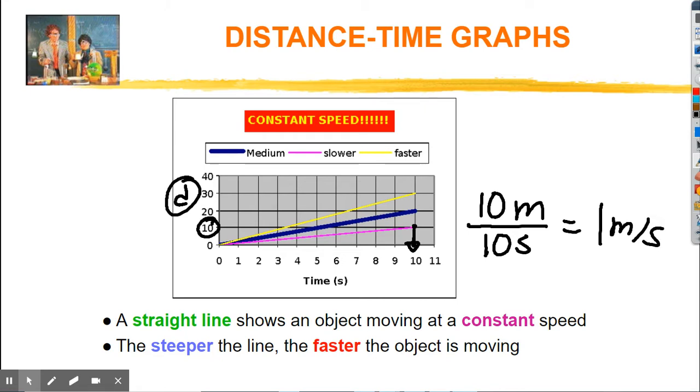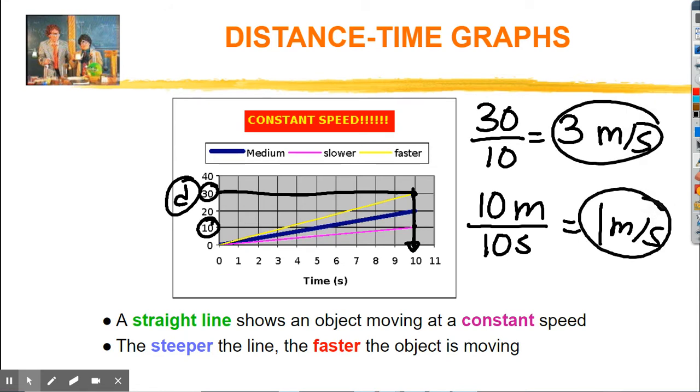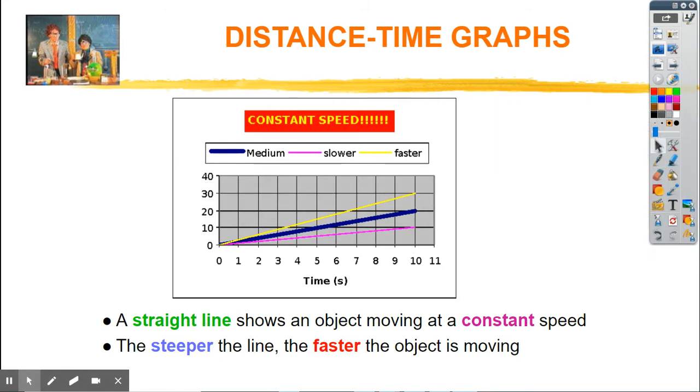If we look at our yellow line, the yellow line traveled 30 meters in 10 seconds. If I divide these, that means the yellow line was 3 meters per second. So we know that 3 meters per second is faster than 1 meter per second. So that's what those lines mean when they are steeper than the other ones.